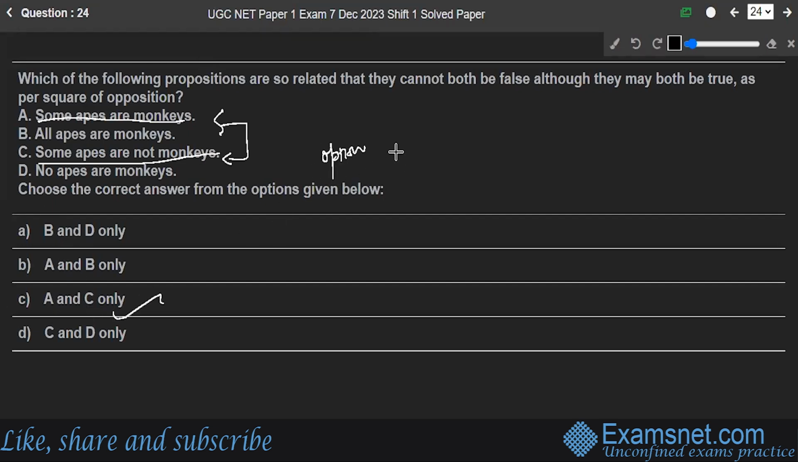Option, this is C. Right? Hope you got that. Let's move to the next question.